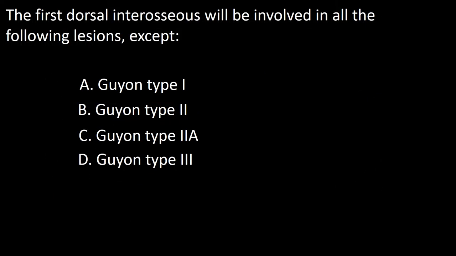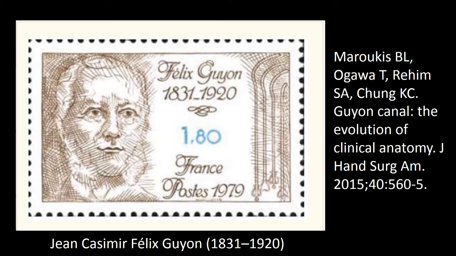Next question. The first dorsal interosseus will be involved in all the following lesions except: A, Guyon 1; B, Guyon 2; C, Guyon 2A; D, Guyon 3. This stamp was created in honor of Dr. Guyon. He described the tunnel that now has his name. If you are interested, you can read the article. It is a very good article and goes deeper into the anatomy of the area that bears his name.